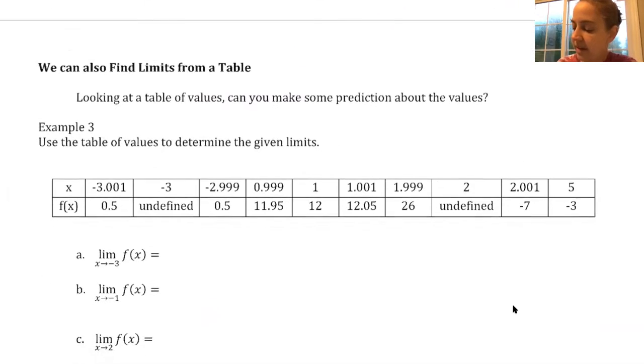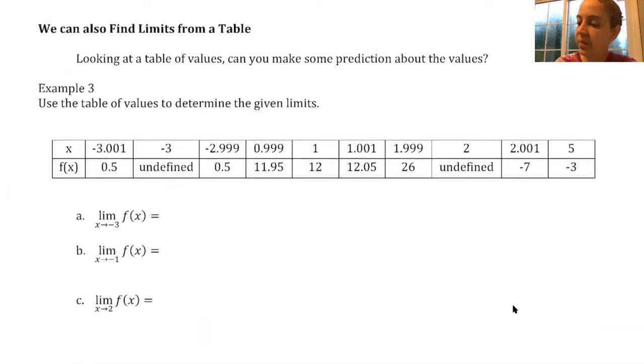And limits from a table. Before, when I showed you my calculator, you could kind of figure out what that missing value was. So that's finding limits from a table. You want to make some predictions about what's going on. So example 3, use the table of values to determine the given limits.